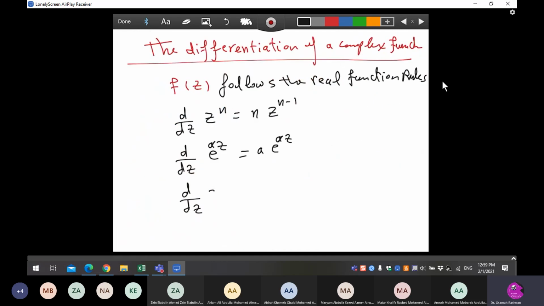So d by dz for sine z will equal to what? Cosine z. And d by dz for ln z will equal to 1 over z. And you can carry on, right? Is it difficult? But we have a very special case. We don't have a conjugate for the real, because the conjugate of the real is the real itself, right?